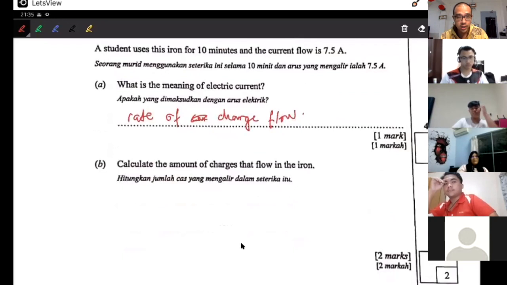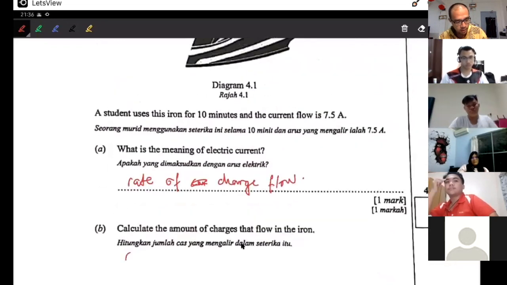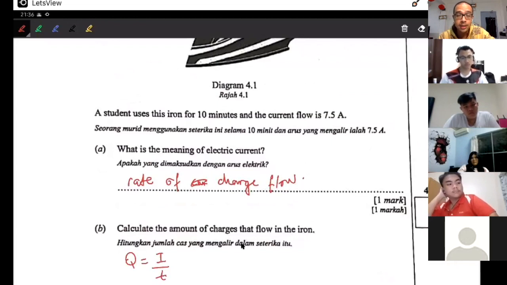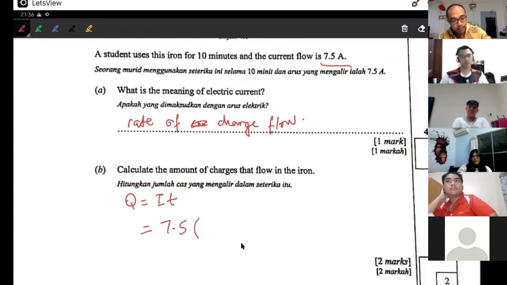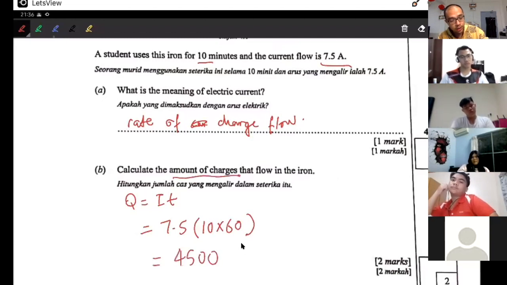Calculate the amount of charges that flow in the iron. The amount of charges is the current divided by the time, but the time must be in. Sorry. Kenapa saya tulis divide? Sorry. It is current times time, except that the time must be in seconds. So the current flow is 7.5. Time is 10 minutes, but you need to change it to seconds. So you will get about 4,500. Amount of charge, the unit is coulomb. C for coulomb.